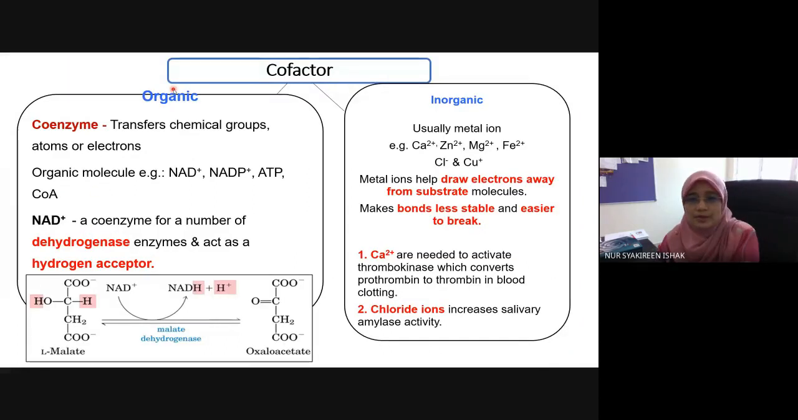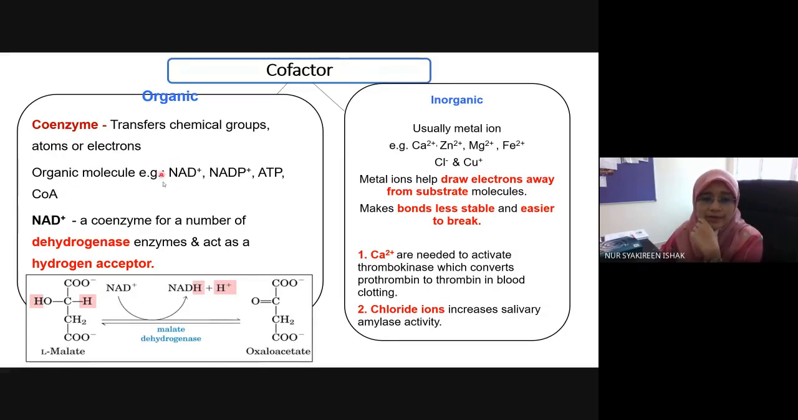So you can have two types of cofactors based on what they are made up of. They can be organic or inorganic. For organic, for example, you can have coenzymes. Examples of coenzymes are NAD plus, NADP plus, ATP, and also coenzyme A. So how does a coenzyme work? The coenzyme can help in the transfer of a certain chemical group, or the transfer of atoms from one substrate to another molecule, or it can extract electrons. So that is how a coenzyme works.